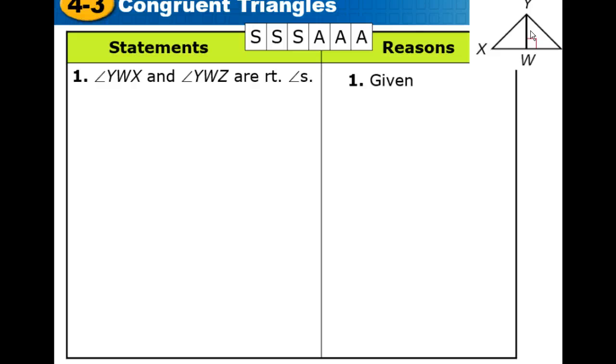When I do this on the board, I usually do the marking. So you should be doing that too. So let's start with our first given. Angle YWX and YWZ are right angles. That means they're congruent, right? Angle this and angle this are congruent because they're right angles.